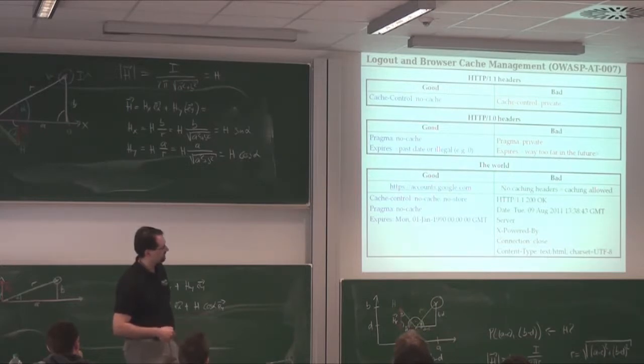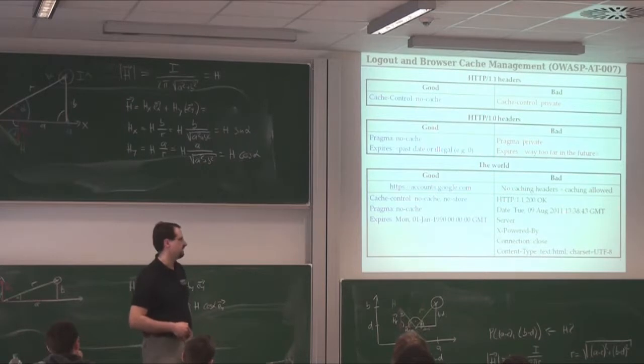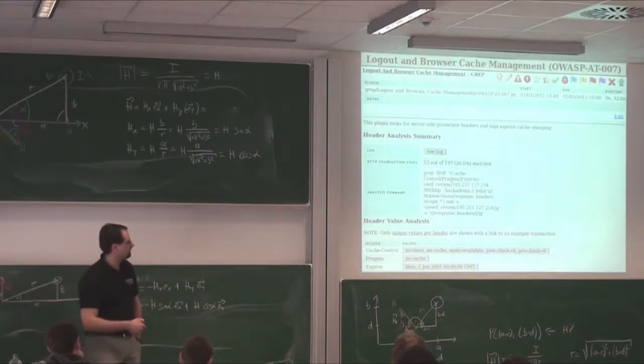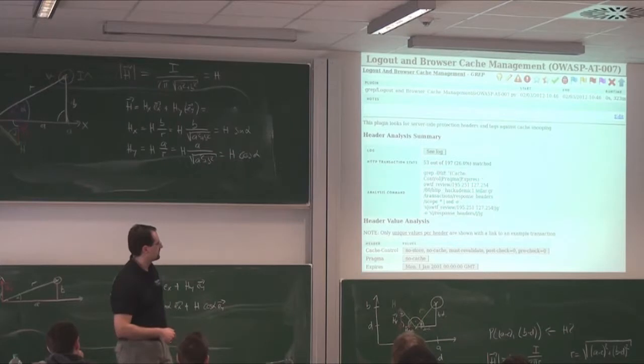And most sites have just nothing. Nothing means that caching is allowed. So again, the defaults are bad for security. And this is how it looks in the OWTF report. You have the unique values for each of the headers, right? So it's easier to review. You have 200 transactions, but you're only reviewing the unique ones. So you're saving some time here.